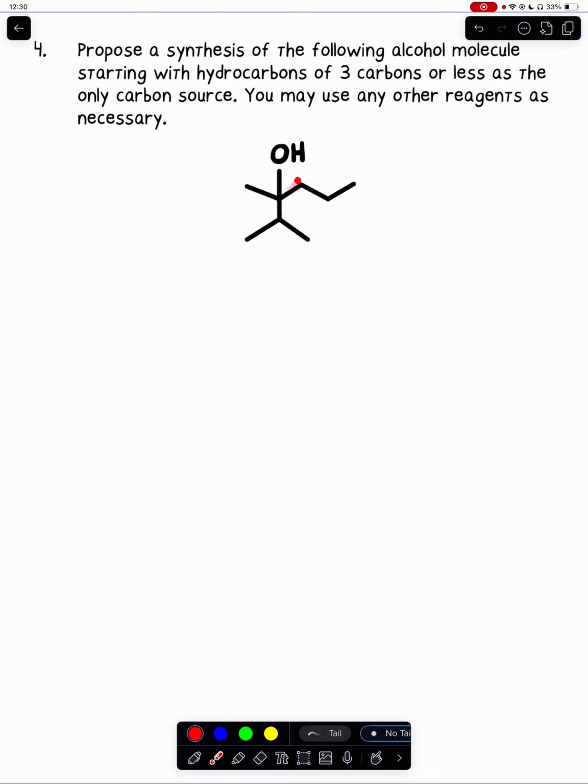All right, so here we have a tertiary alcohol, and we know we're allowed to start with hydrocarbons of 3 carbons or less, and we have a lot more carbons than we're permitted to start with, which means we probably use some organometallics, things like Grignard reagents or organolithium reagents. Keep in mind when we use those things, we're typically using them on some sort of electrophile like an aldehyde or a ketone, and the result is usually an alcohol.